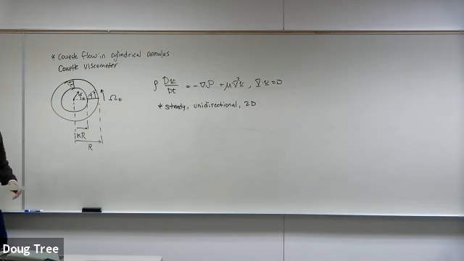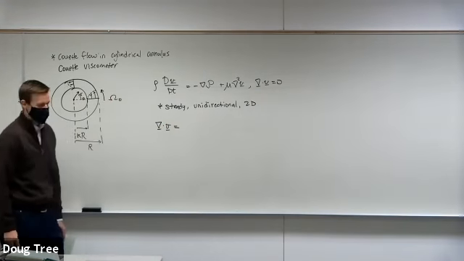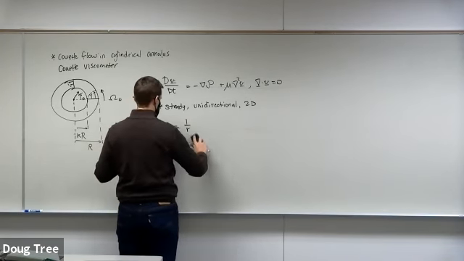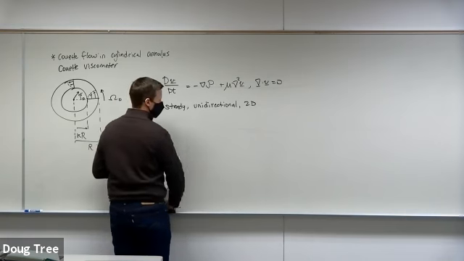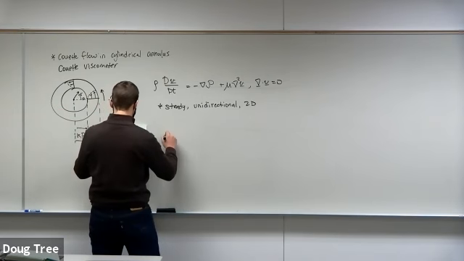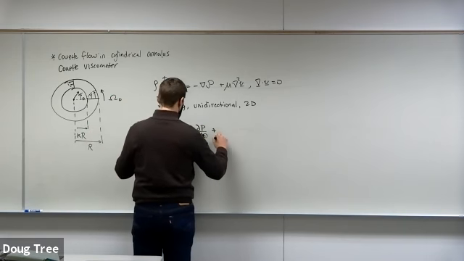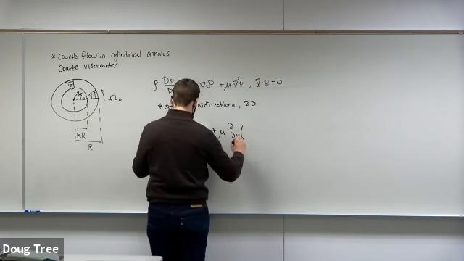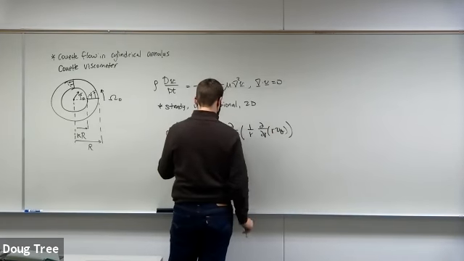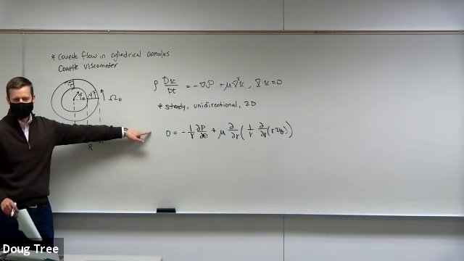So can we just remind ourselves what del dot V gives us? Actually, to save us a little time, I'm going to write the simplified equation: 0 is equal to minus 1 over r dP/d theta plus mu d/dr of 1 over r d/dr of r v theta. Okay, so if I assume this, I can go from here to here. Let's just think about how that happens.